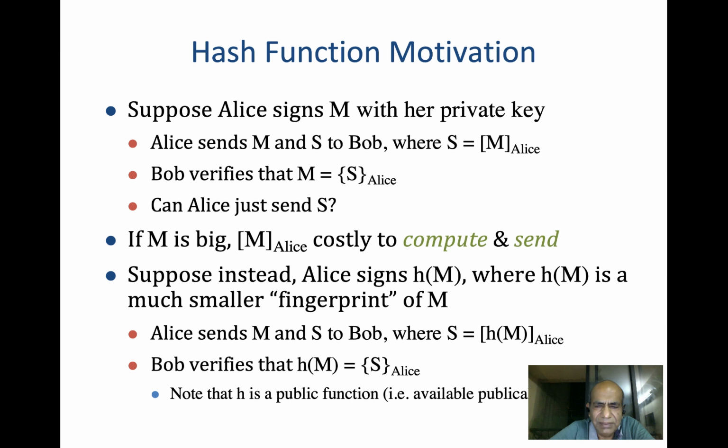Bob has public key of Alice. So what Bob does is he takes S and applies to S the public key of Alice, and if this matches hash function of M, because he knows the hash function as well, then he knows that message has come from Alice. Note that H is a public function, so Bob knows H, and also Bob knows the public key of Alice.